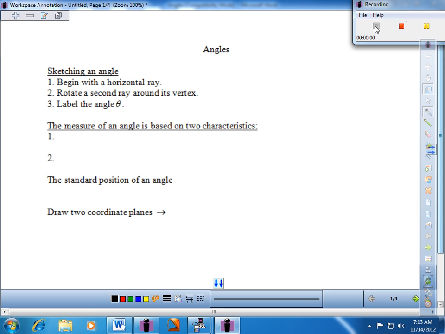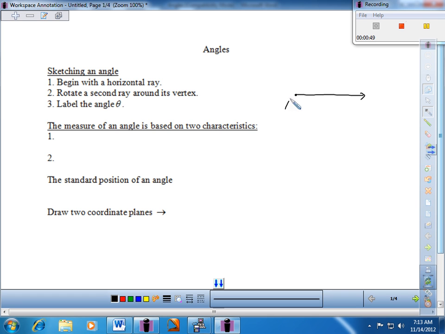It says on your paper sketching an angle. And actually what I'll probably do is define an angle in a slightly different context than what you've seen before. So let's see if we can get that to work. On your paper it says begin with a horizontal ray. So everybody, what I'm going to ask you to do is just probably come right over here, and let's go ahead and draw a little vertex if you would, and a horizontal ray kind of like that would do.